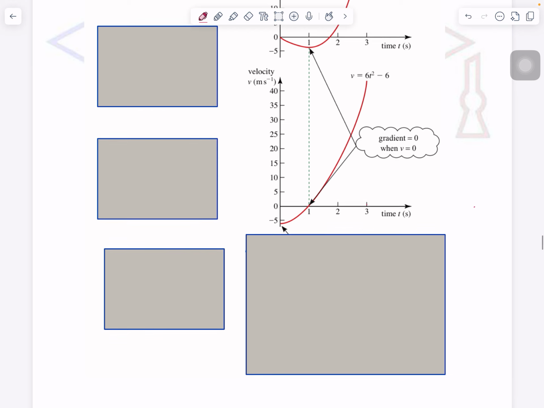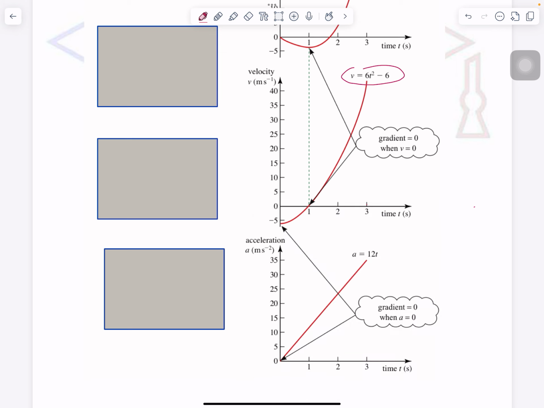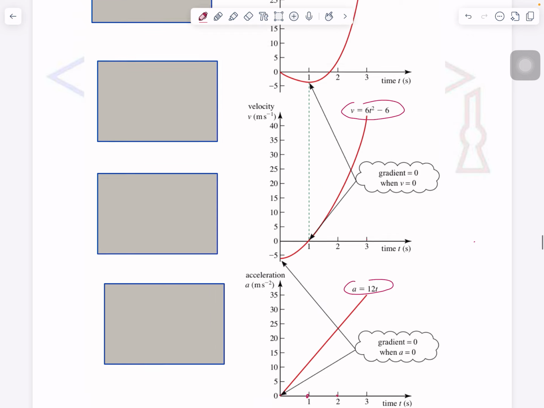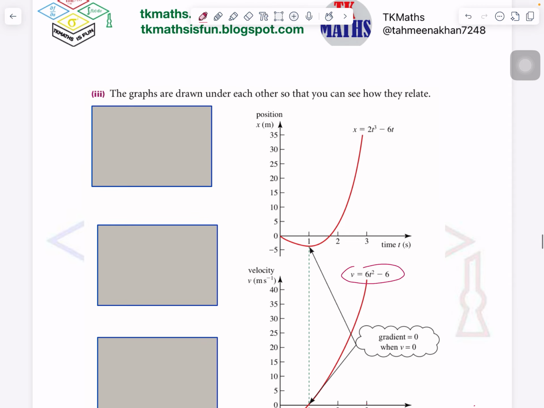Now its equation, by the way, is written here for your reference if you want to see. Now for acceleration, 12t. So again, for time 0, time 1 second, 2 second and 3 second. Now let's see its interpretation because the last part of the question is interpretation. Before I show it to you, what comes to your mind when you look at this graph?